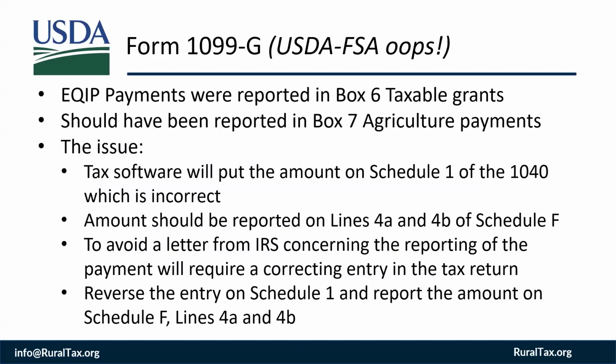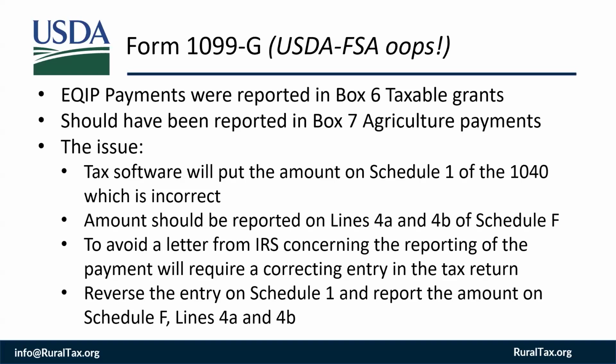Now here comes the fun part. The 1099-G. I've been receiving calls like crazy, emails like crazy. The 1099-G was issued by the USDA FSA. Basically, EQIP payments are where it's coming from. They're being reported on the 1099-G as a taxable grant. It is not. There's a nexus between that 1099-G, the EQIP, and the farm. When I say nexus, that means it is applicable to the farm. It is related to the farm business. So it should be reported in box 7, ag payments.